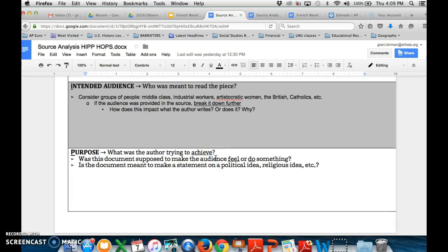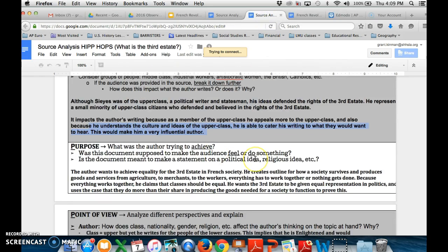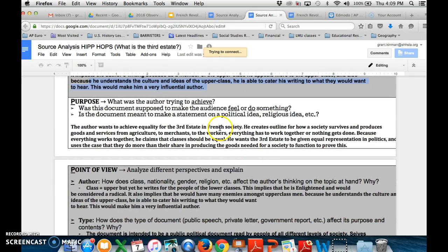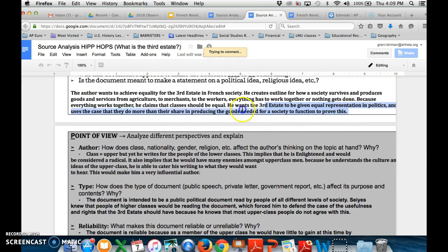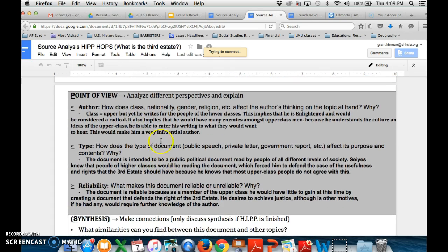And when I go to the purpose, I'm going to clarify that. So I explain what the document is about in the purpose. And is it meant to make the audience feel something? Yeah. The author wants people to feel bad for the third estate, and then he wants them to get more rights because of it. Right? So read through that on your own, and that's a little more formal answer, but that's basically what he's arguing for. And then this is the most important piece.